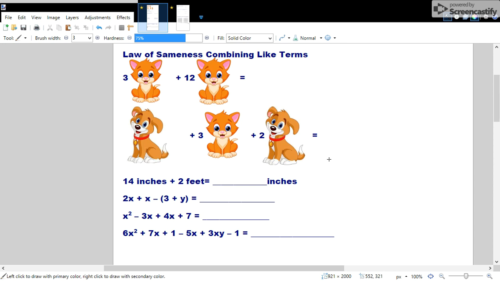We're on page 16 of our Linear Functions booklet. This is the Law of Sameness. We're combining like terms. 3 cats plus 12 cats is equal to 15 cats.